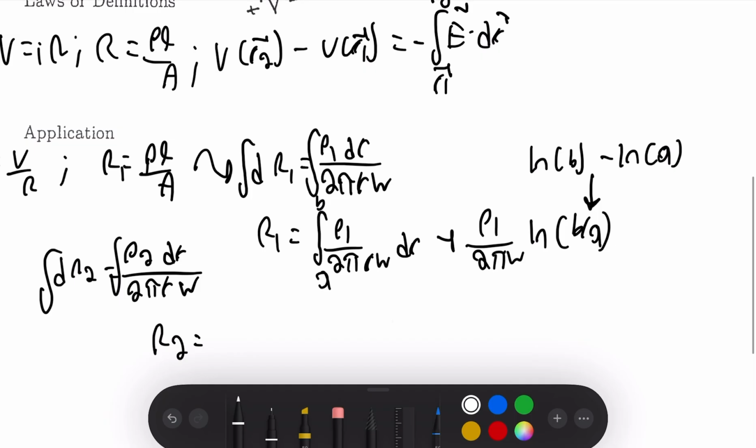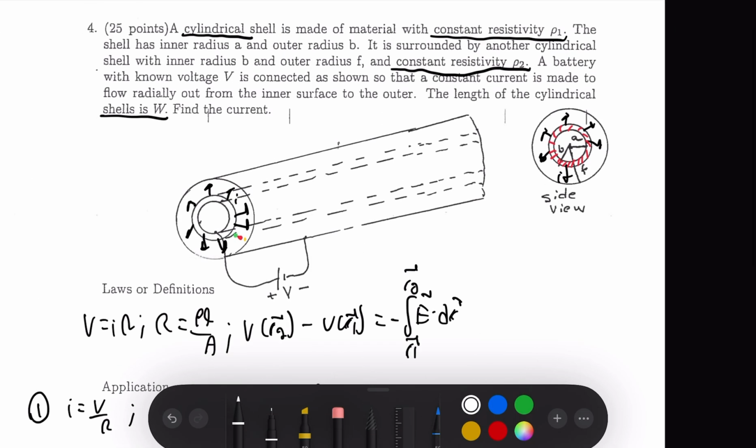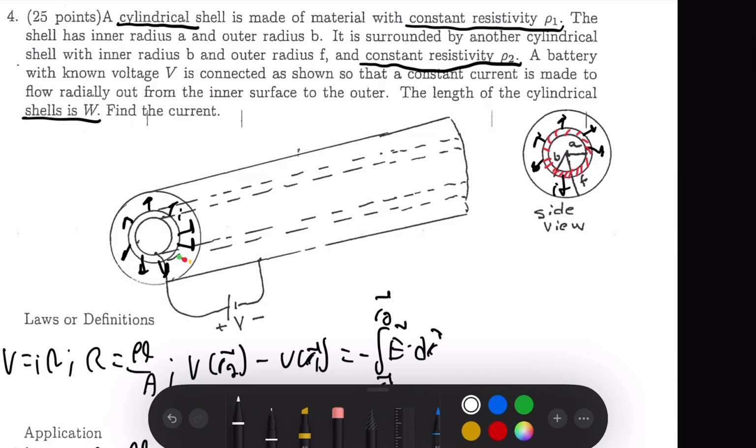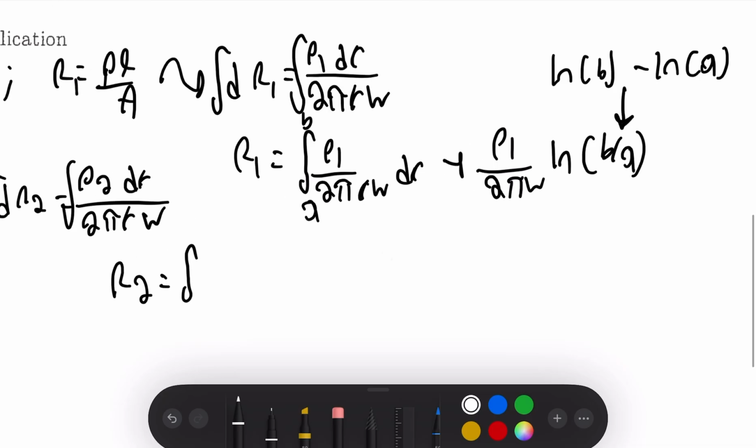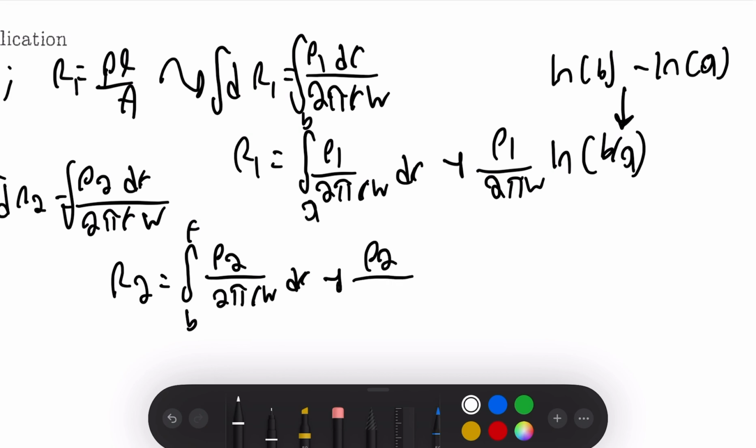So R2 is equal to the integral. But now I need to see where is resistivity 2. The question says that the other cylindrical shell with radius B and outer radius F has a constant resistivity rho 2. So those are going to be my boundary integration. From B to F, it's going to be rho 2 over 2 pi RW dr. When I integrate, I get rho 2 over 2 pi W ln of F over B. Right?